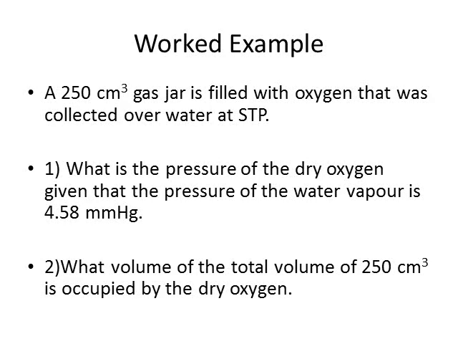So the question is asking, what is the pressure of the dry oxygen given that the pressure of the water vapor is 4.58 millimeters of mercury? What volume of the total volume of 250 centimeters cubed is occupied by the dry oxygen? So let's have a look and see how we'd handle that.